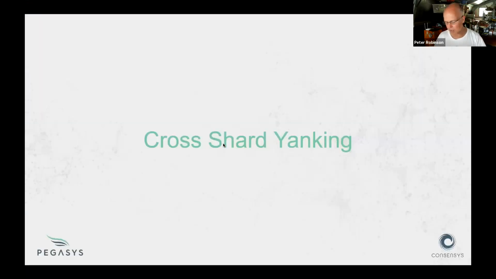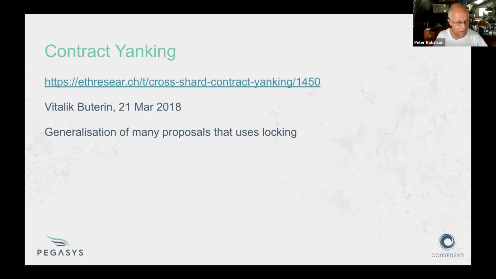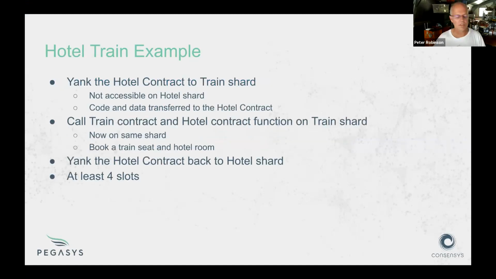So the first technique is cross-shard yanking, which Vitalik came up with a very long time ago, almost 2 years ago. The idea is that you can move a contract from one blockchain or one shard to another shard. You do that using a special EVM transaction, or some special mechanism. So you yank your contract from one shard to another, so it's no longer available, say, on the hotel chain. The code and data are moved across to the train chain.